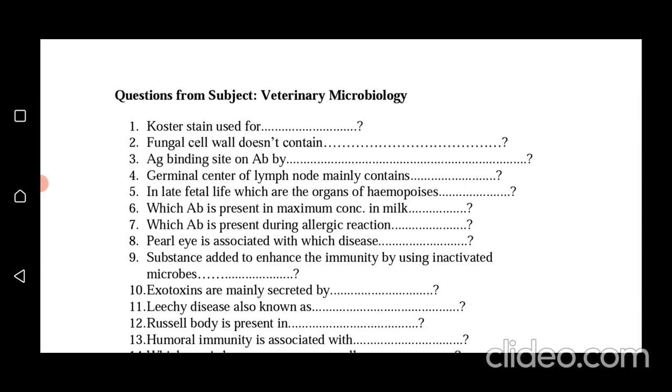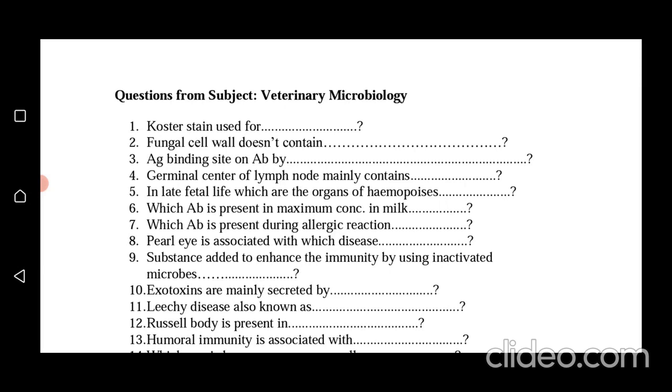Substance added to enhance the immunity by using inactivated microbes is adjuvant. Exotoxins are mainly secreted by gram-positive bacteria. Lychee disease is also known as Angara disease. Russell body is present in plasma cell.